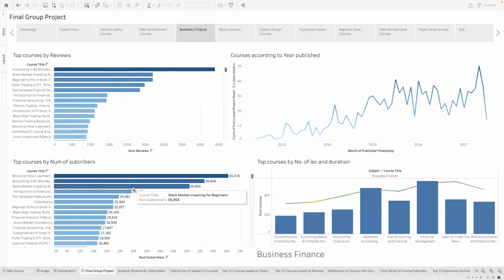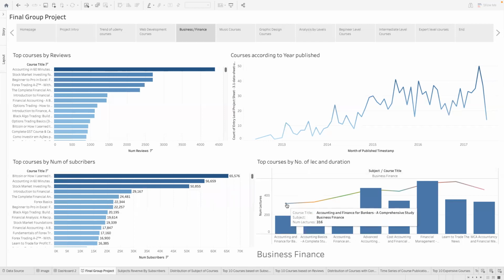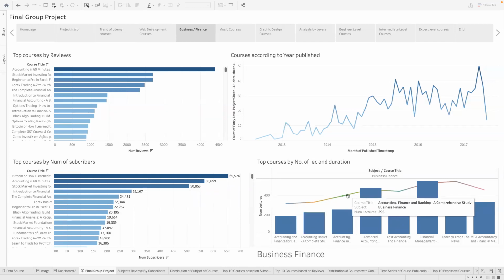The last chart here shows courses by number of lectures and duration, and both these fields are proportional to each other. So more number of lectures means more duration of the course. The course with the longest duration is Financial Management and Advanced Accounting. So my work was to do in-depth analysis for business finance and create this dashboard to showcase this information. That's all from my side.